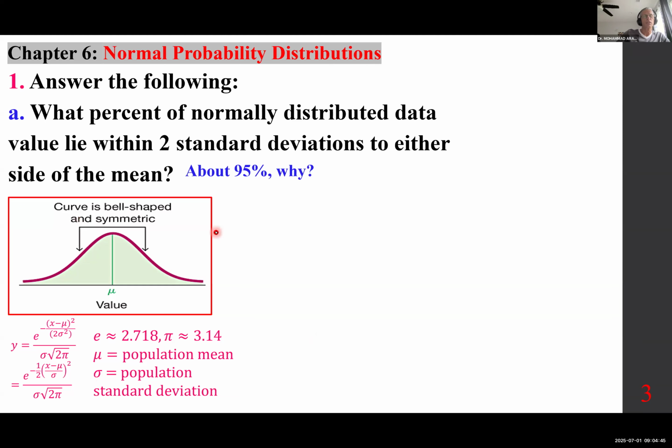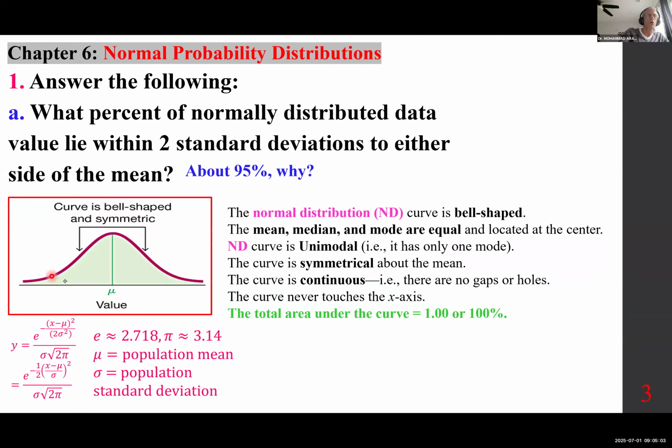And because it's complicated, they made up tables known as the Z table for this function. And of course, now you can use technologies such as calculators, TI calculators and so on. So what else do we know about this curve, which is called the normal probability distribution curve?